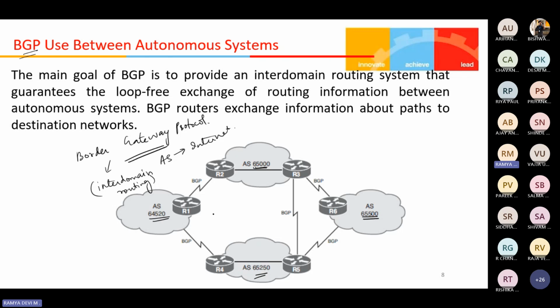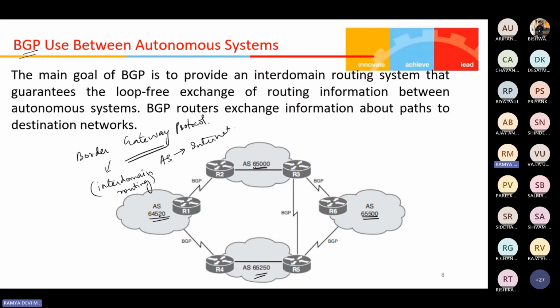And we have six routers: R1, R2, R3, R4, R5, R6. Okay. So these will be acting as BGP speakers. Okay. So which will be responsible for advertising the routing information and also receiving the routes from one router to another router.